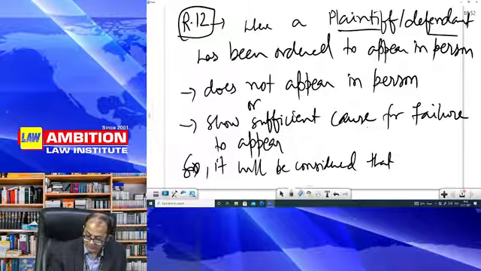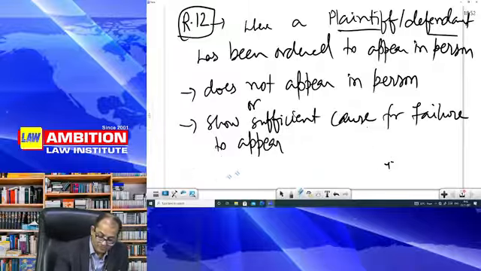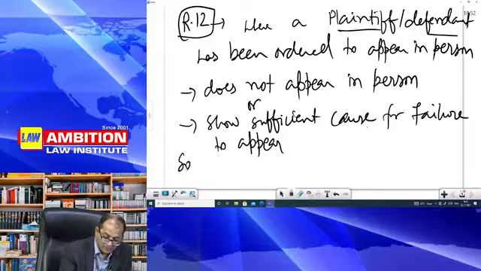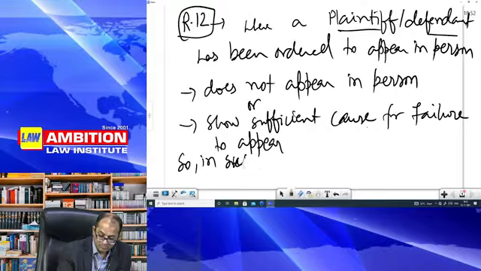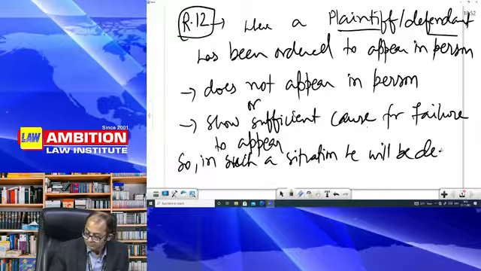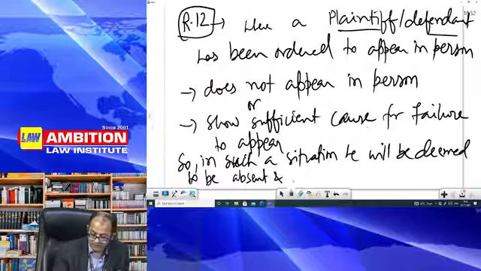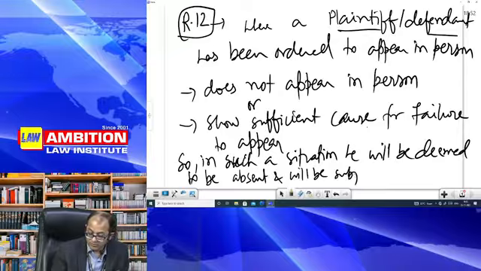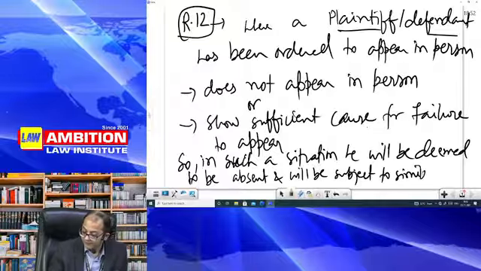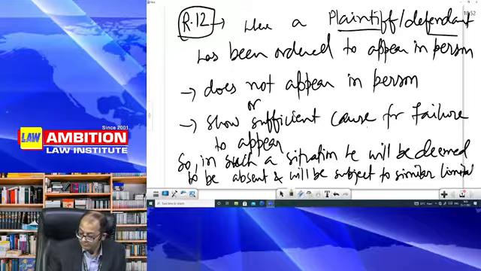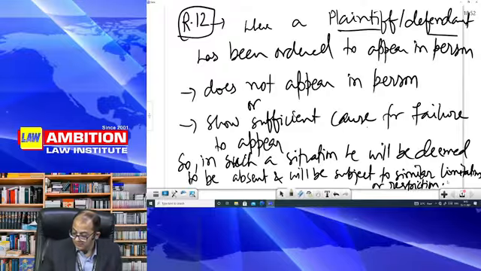So in such a situation, he will be deemed to be absent and will be subject to similar limitation or restriction.